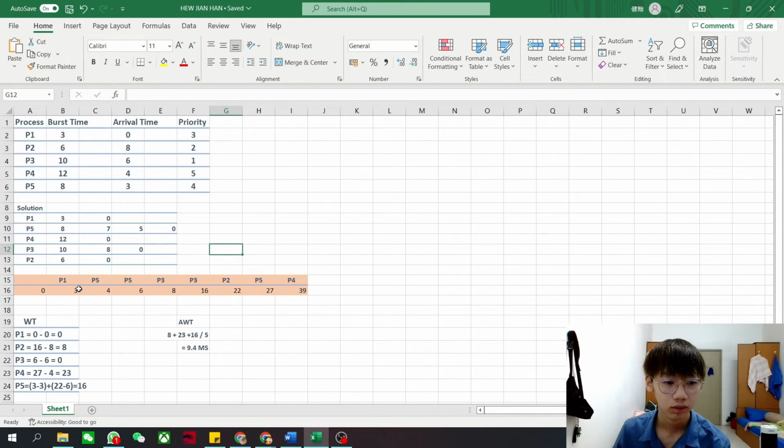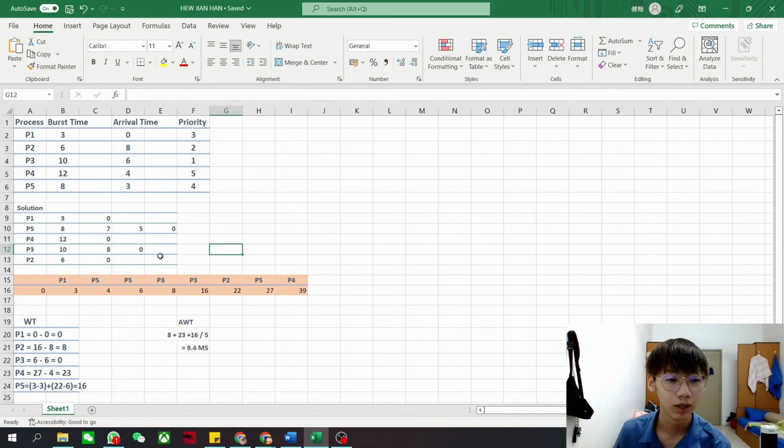Firstly, the preemptive priority starts with P1 because the arrival time is 0. Then P5 is incoming at 3 milliseconds. Then P5 is also incoming at 4 milliseconds, because the priority of P5 is bigger than P4.